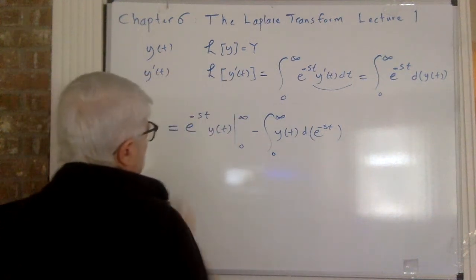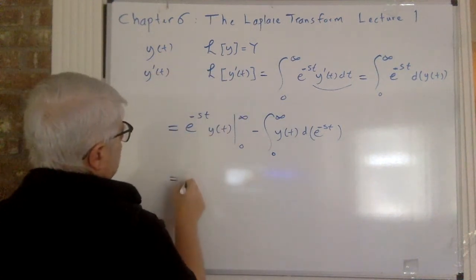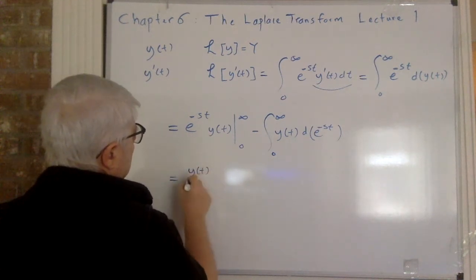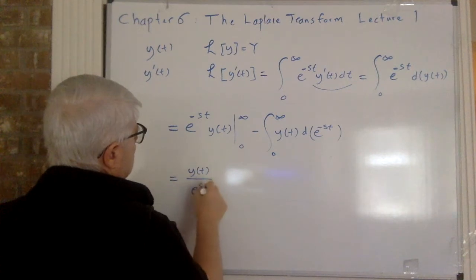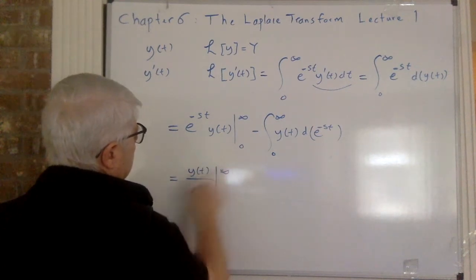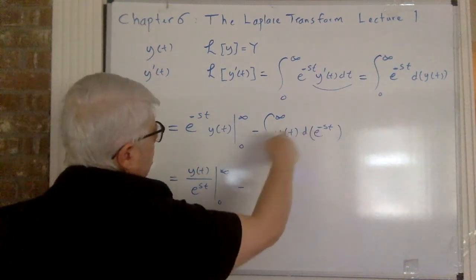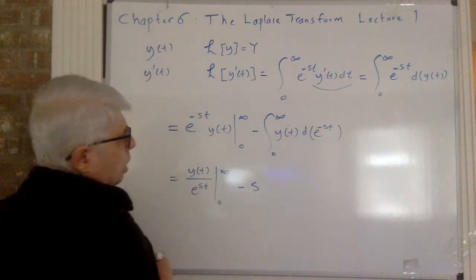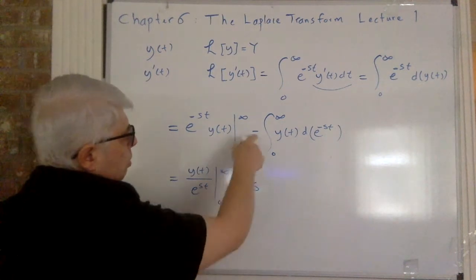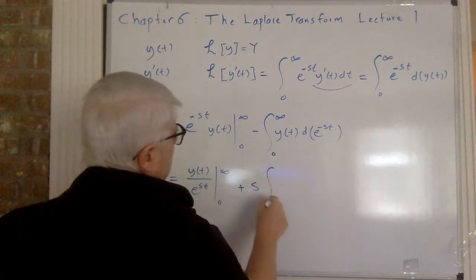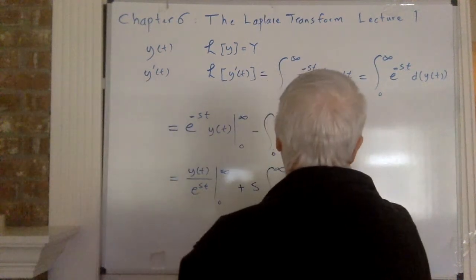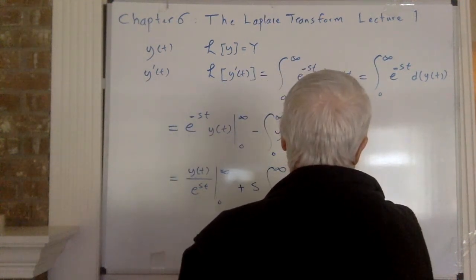Okay. Well, let's find this one first. This is in fact y(t) over e to the power st from 0 to infinity. And this one is minus s, so I have an s here. The derivative of this is minus s e to the power minus st, minus is plus, integral 0 to infinity e to the power minus st y(t) dt.